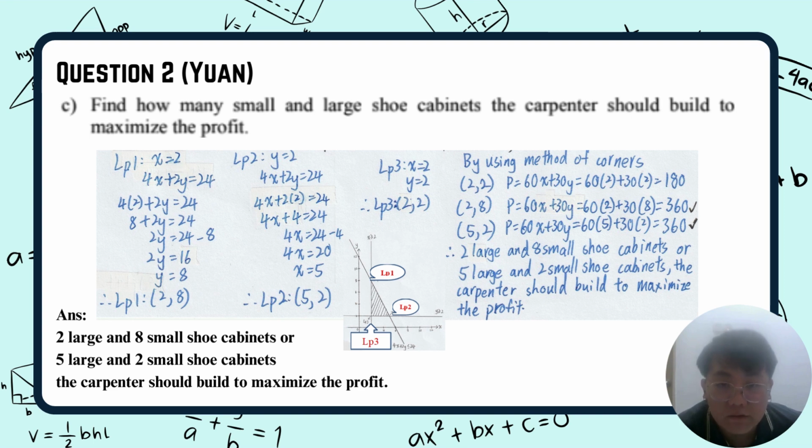We already set x as the large shoe cabinets and y as the small shoe cabinets. So we write into the conclusion that the answer is 2 large and 8 small shoe cabinets, or 5 large and 2 small shoe cabinets, that the carpenter should build to maximize the profit.